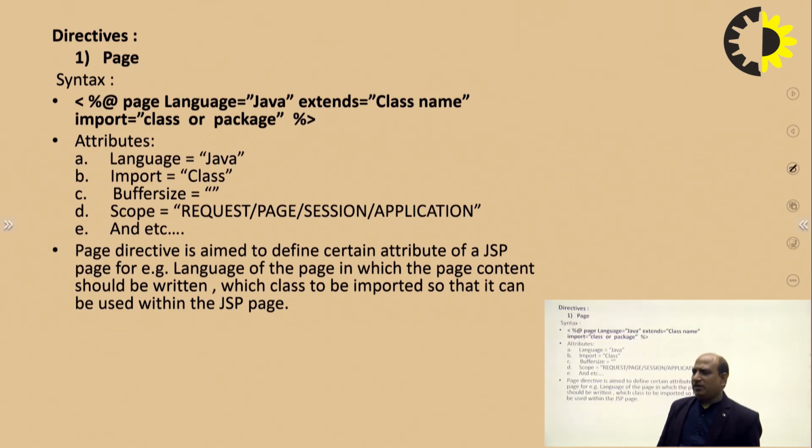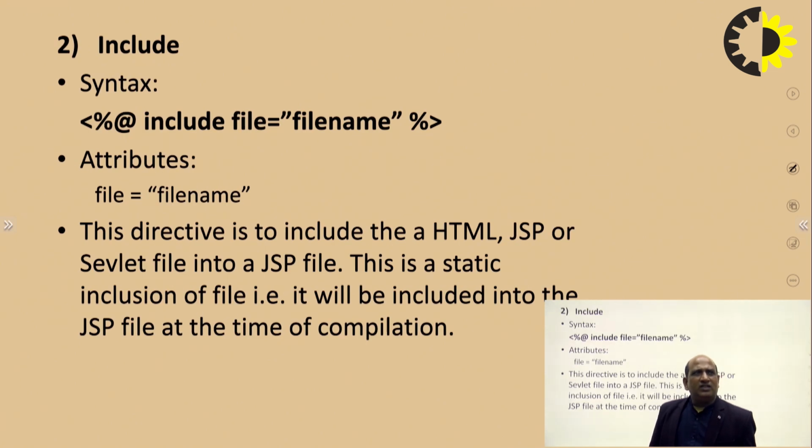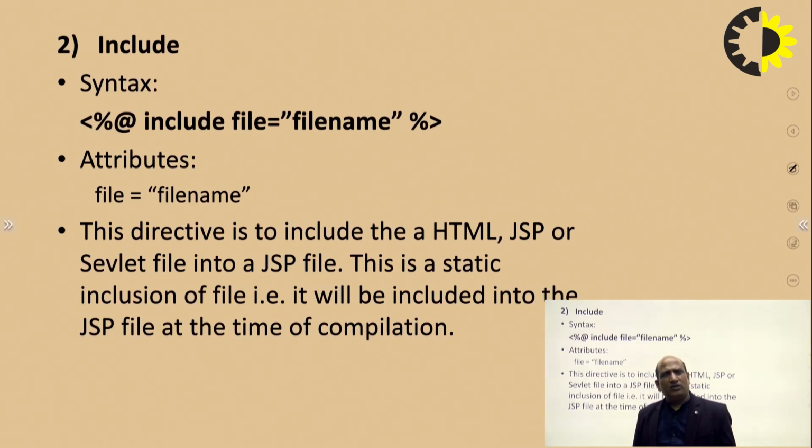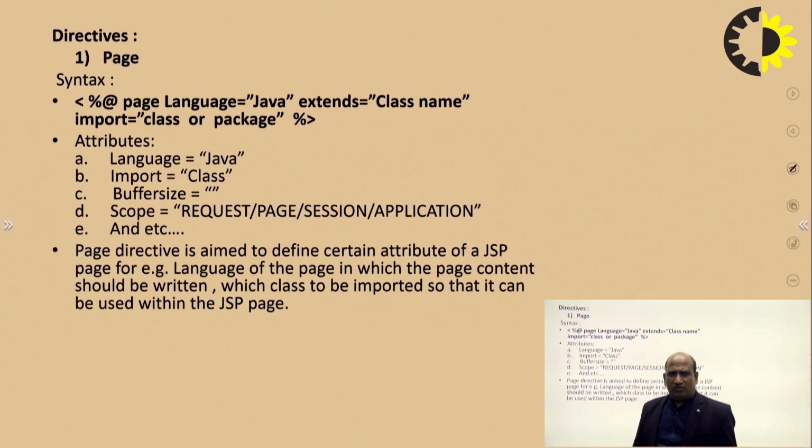The first one is the page directive. The second one is the include directive. And the third one is the taglib directive. So let us understand them one by one. The page directive, as the name suggests, contains directions given to the JSP engine, because whatever directions are to be given must be written in some directive tag. And how can we recognize that these tags are directive tags?